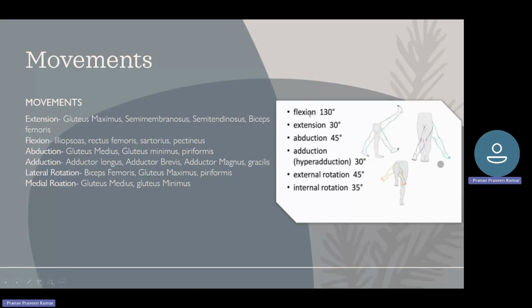And you don't need to remember the exact degrees of motion, but generally see how movable that part is. Basically, you can flex your hip joint more than you can extend it. Abduction and adduction are relatively equal, and for external and internal rotation, you can externally rotate it more than internally rotate it.